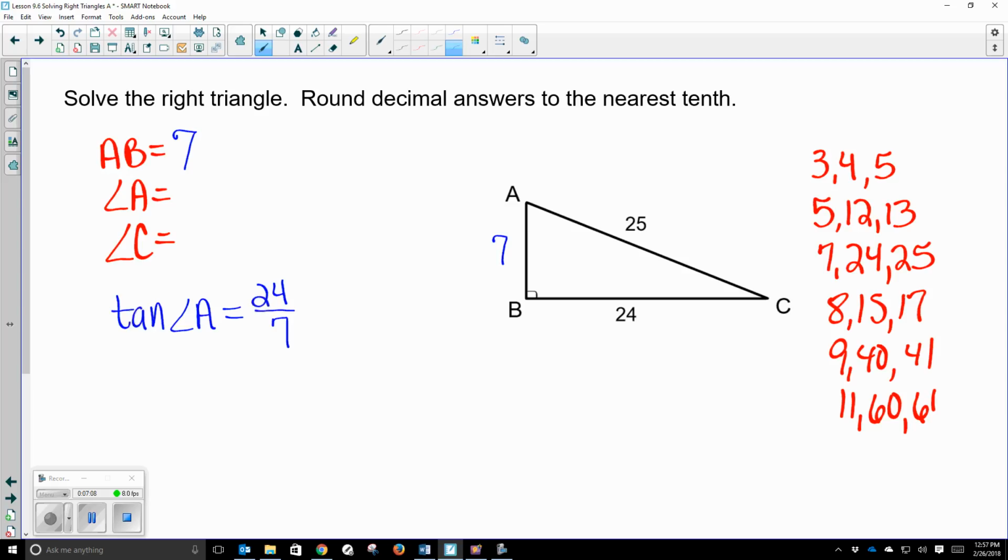So to get rid of tangent, I have to do tangent inverse of the other side. So really, you can just slide that over and change it to inverse instead of having to show that you're taking the inverse of both sides. That's really what you're doing. So inverse tangent of 24 divided by 7 is 73.7.